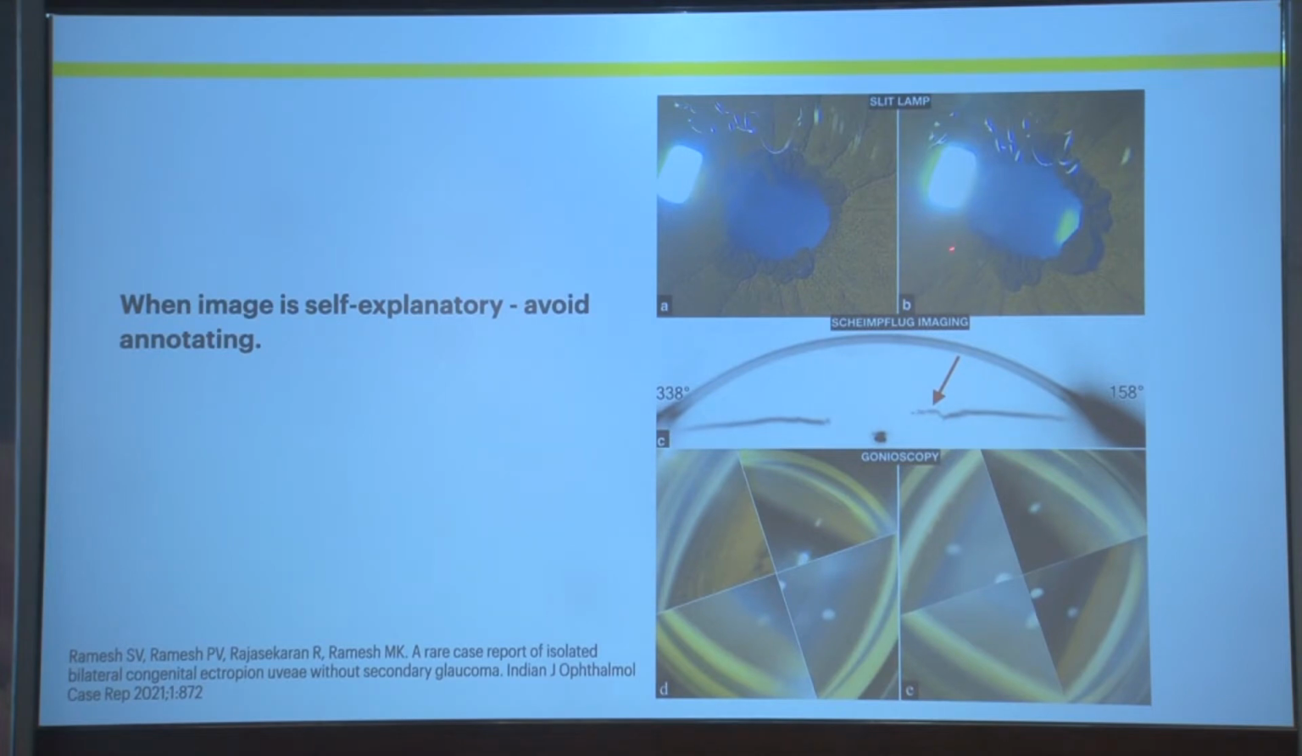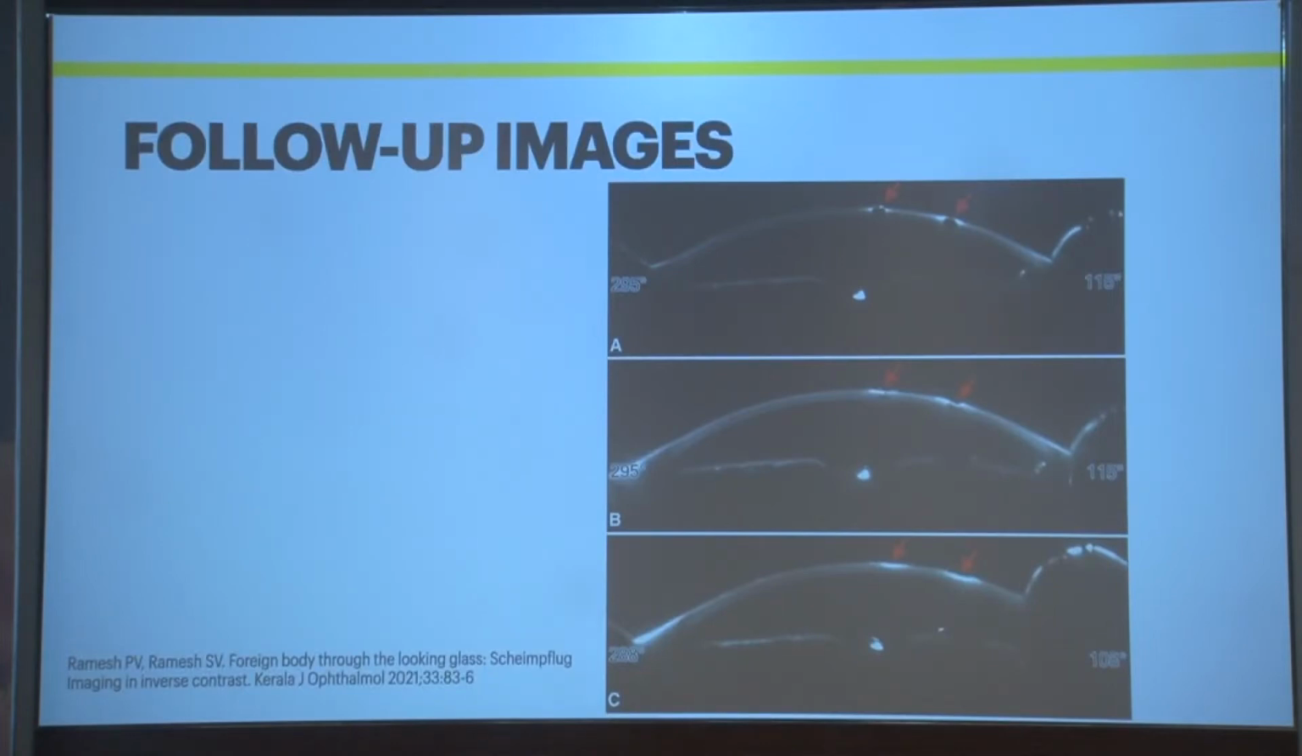For this image, the only place where I needed the annotation was in the Sheen-Fleck image to show this ectropion tissue. Otherwise, every other image was self-explanatory. And if you put more annotations, it's going to destroy the quality of your image. So for follow-up images, similarly, as I was telling, try to align your annotations as much as possible so that it gives the viewer a very comprehensive outlook.